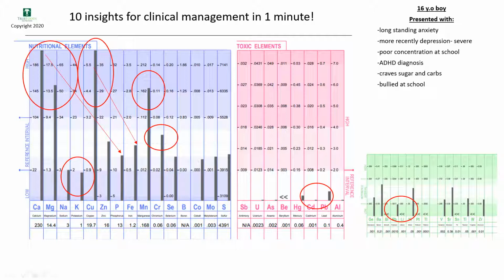Number nine, his copper is going to be blocking his iron. So you can see that copper to iron relationship. He's going to be pretty much anemic, even if his iron bloods look okay, because copper is going to be blocking its use. So all the fatigue and mood-associated symptoms, as well as sleep, are going to be affected.